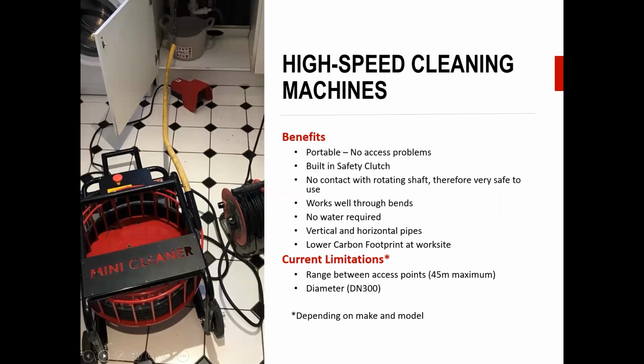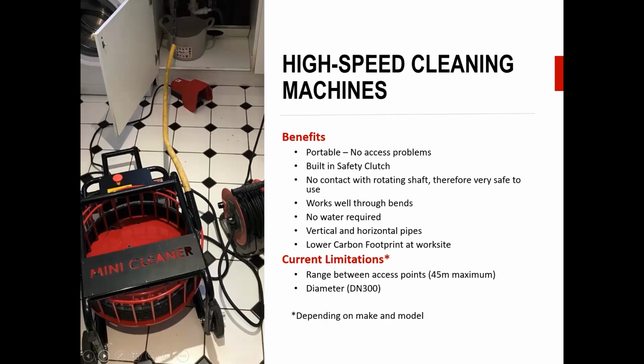The new one that we're going to talk about now is what we call high-speed cleaning machines. These are, again, like the traditional electromechanical machines. They are very portable. They generally have a built-in safety clutch. The steel shaft that rotates has a plastic outer casing on, so the operative, when using the machines, is holding the outer casing. They're not actually holding the shaft that's rotating.